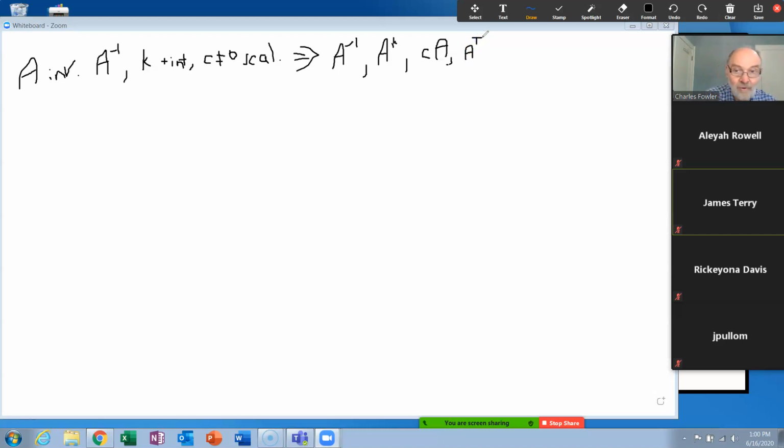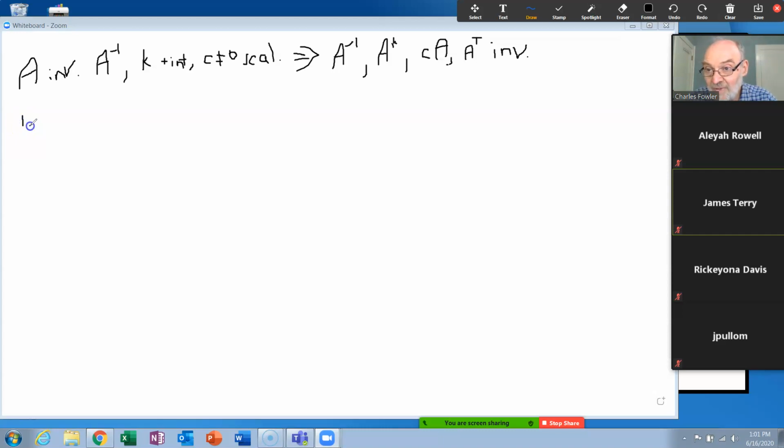Now, what I was going to say before is that A inverse exists, A to the kth exists, C times A, of course, exists, and A transpose exists. But not only that, it's not just that they exist, these are also invertible matrices. All of those are also invertible matrices. The inverse of an invertible matrix is invertible. A constant times A, as long as it's a non-zero constant, times an invertible matrix is invertible. And the transpose of an invertible matrix is also invertible. That's what that means.